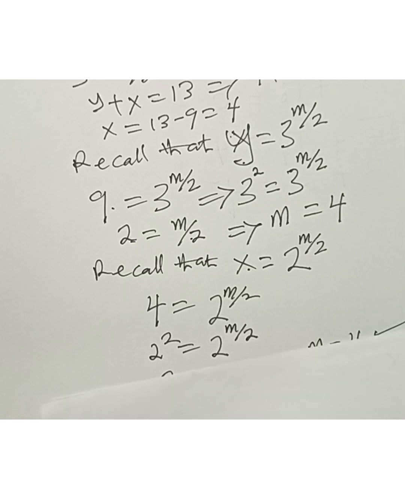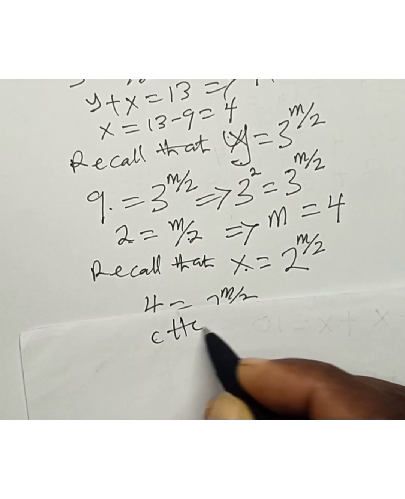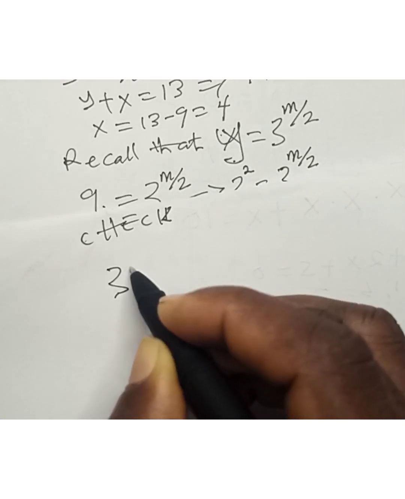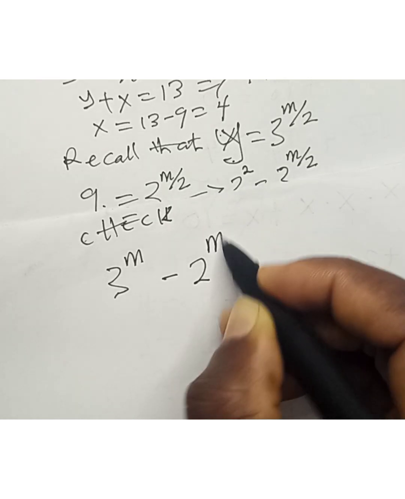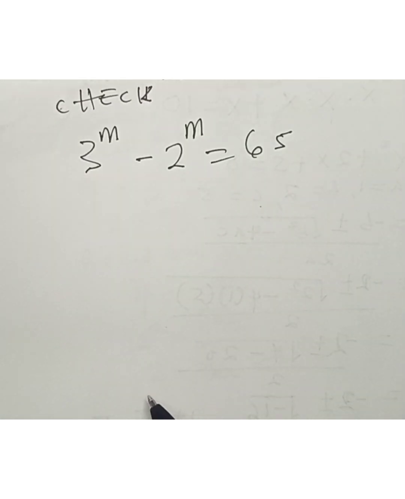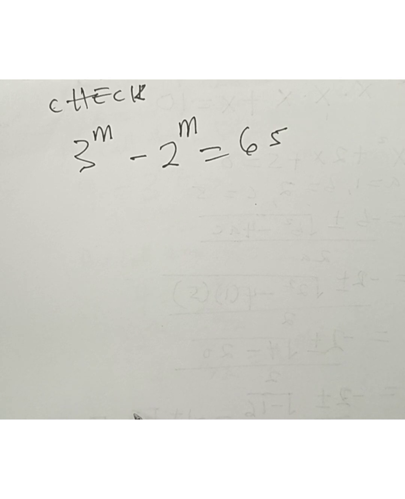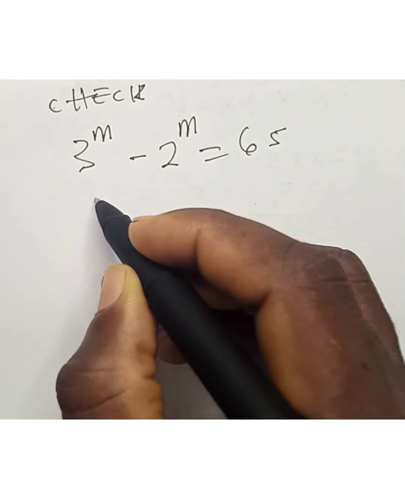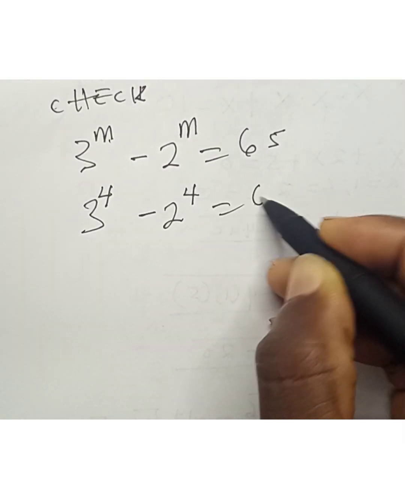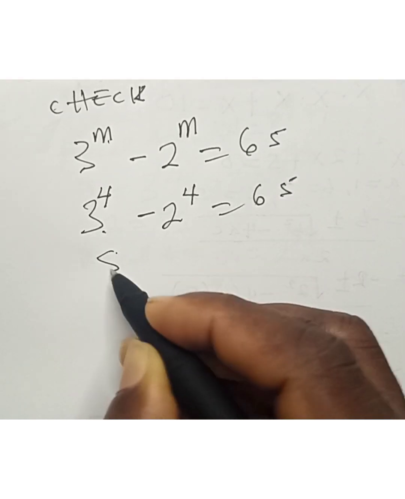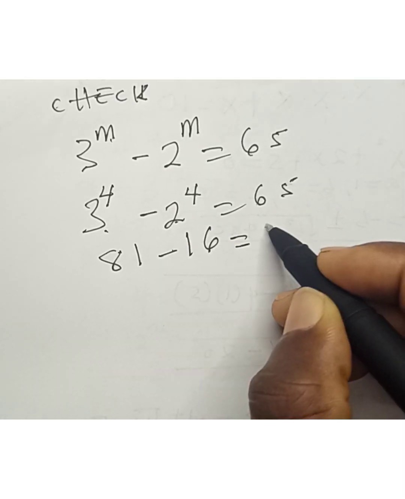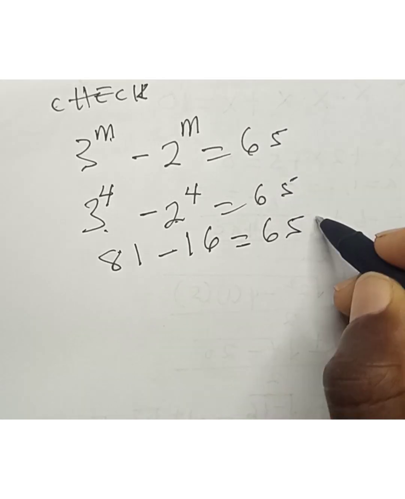Let's check if our answer is correct. The original equation was 3 raised to power m minus 2 raised to power m equals 65. Since this is the original equation, we can put the values in now. 3 raised to power 4, because m is 4, minus 2 raised to power 4 gives us 65. 3 raised to power 4 is 81. 2 raised to power 4 is 16. 81 minus 16 is 65. And the answer is correct.